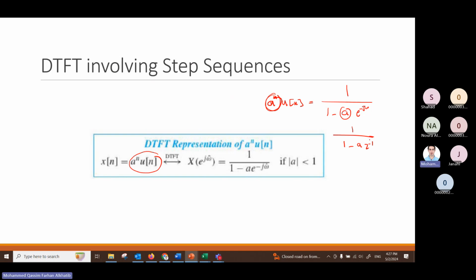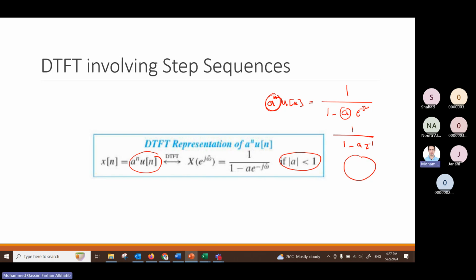So similar to the z transform, whatever we applied there will be applied here. Now, the absolute value of a should be less than 1 for stability, because you want the poles inside the unit circle in case we are dealing with the z transform.